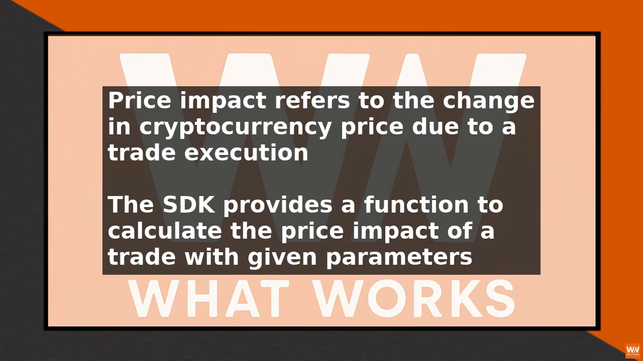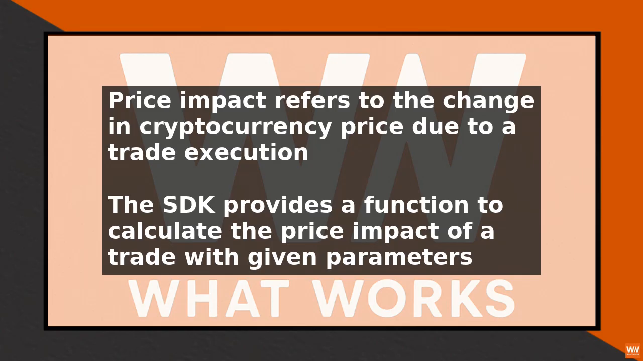In practical terms, using the Uniswap SDK to calculate price impact can be done by calling the calculate price impact function and passing in the required parameters. For example, if you want to calculate the price impact of buying 100 ETH for DAI, you would call the function and pass in the ETH/DAI token pair, the amount of ETH to be bought, and the type of trade.